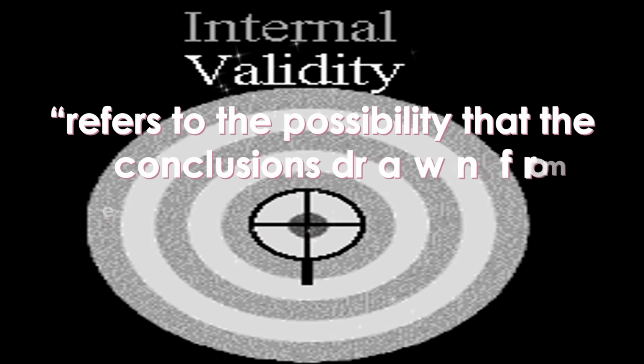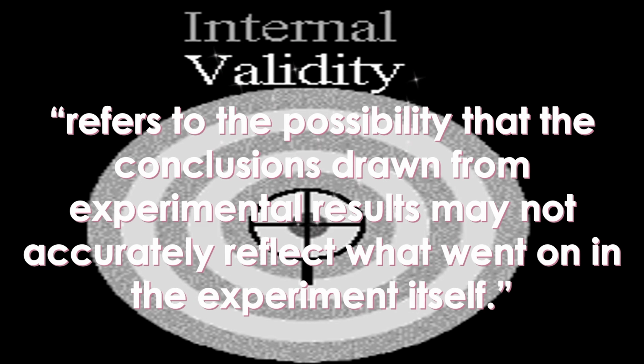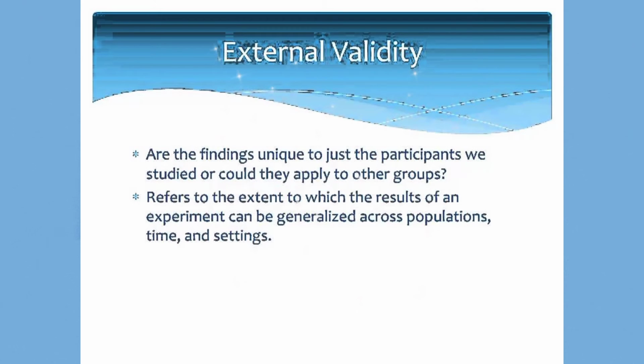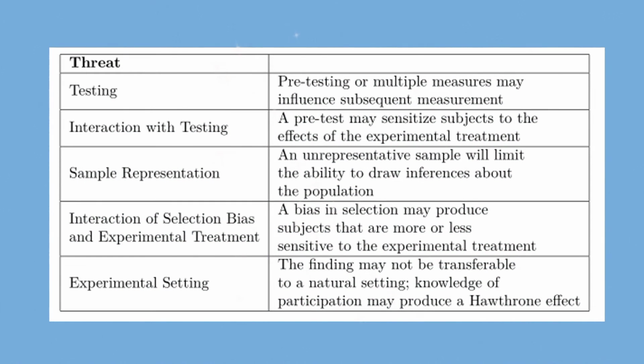Internal validity refers to the possibility that the conclusions drawn from experimental results may not accurately reflect what went on in the experiment itself. Threats to internal validity. External validity refers to the extent to which the results of an experiment can be generalized across population, time, and settings. Threats to external validity are as follows.